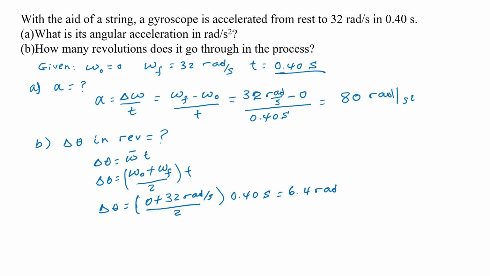But we are asked to give it in revolution. Therefore, we need it in revolution, so we multiply by 1 revolution and divide by 1 revolution equivalent radians, which is 2 pi radians. Radian goes with radian. We are left with revolution for the unit, and then 6.4 divided by 2 pi is 1.02. So this is going to be 1.02 revolution.